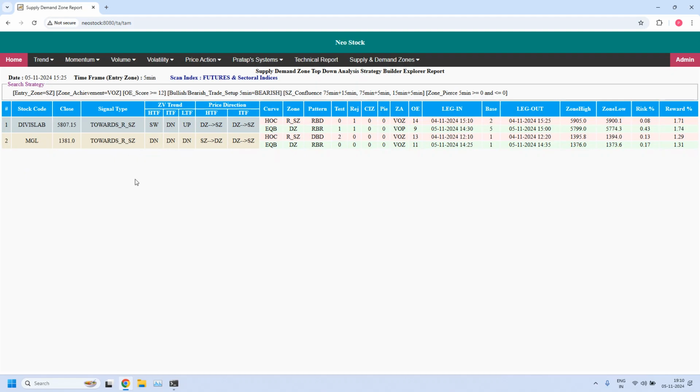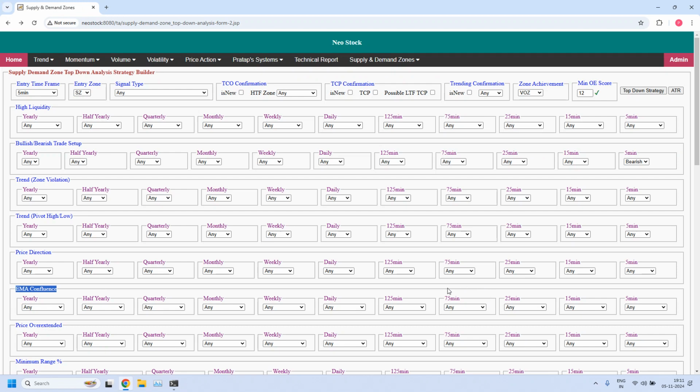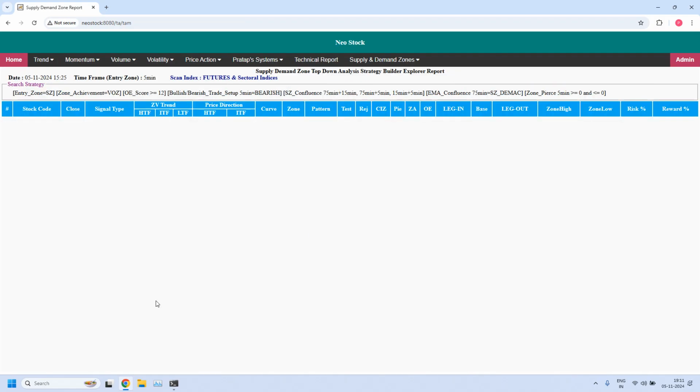If this has any daily EMA confluence, it is an even more high probability setup. Let's verify in the EMA confluence at 75. Why 75 minutes? Because 5 minutes and 15 minutes together are part of the 75-minute zone. That's why I am verifying the 75 minutes supply zone with daily EMA confluence. No stocks are filtered. Okay, no LTF, HTF, EMA confluence.